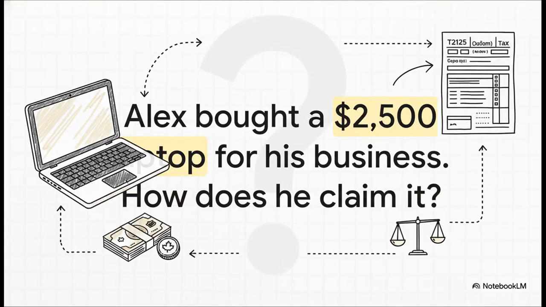Let's bring Alex back into the picture. This year, he bought a brand new, powerful laptop for his business. It cost him $2,500. Now, he can't just write this off as an office expense like he would with pens and paper. It's a capital asset. So how does he claim this major purchase correctly?